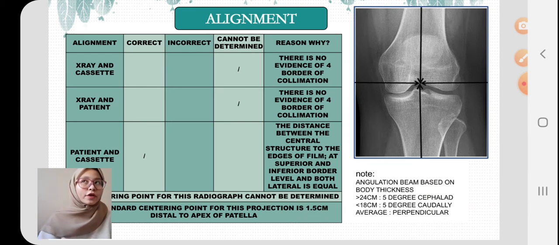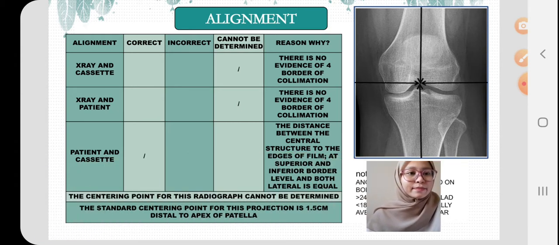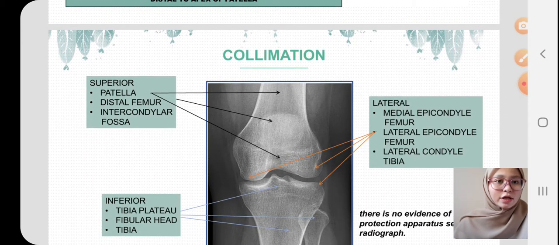For a body thickness of the patient more than 24 cm, the angulation of the beam must be 5 degrees cranially. If the body thickness of the patient is less than 18 cm, the angulation of the beam must be 5 degrees caudally. But if the patient is of average body thickness, the beam must be perpendicular. Okay, next is collimation.